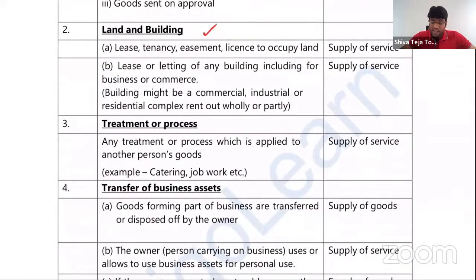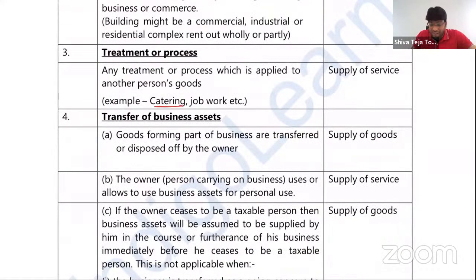Land and building, leasing of land, renting of land, that is all clearly supply of service. Then any catering, food activity, or job work. Friends, what is job work? Job work is a case where we give the materials and get the work done. That is also clearly known as supply of service only. Let's take a classic example. We go to a tailor and give a shirt cloth piece and ask him to stitch a shirt and give it back. What the tailor is doing is technically known as job work. And that transaction is clearly a supply of service. And transfer of goods, obviously, is supply of goods.